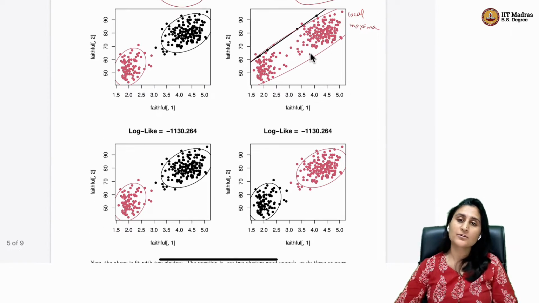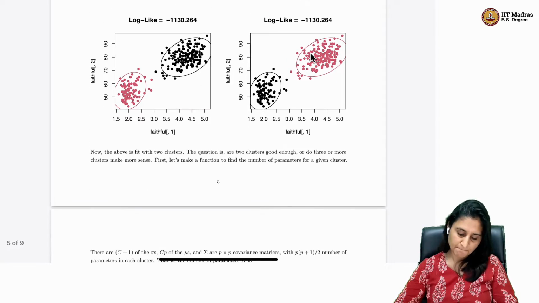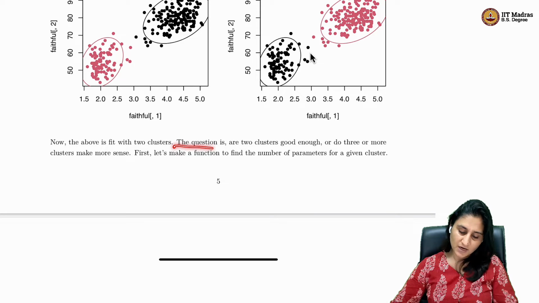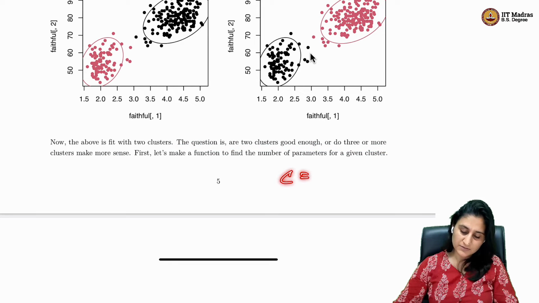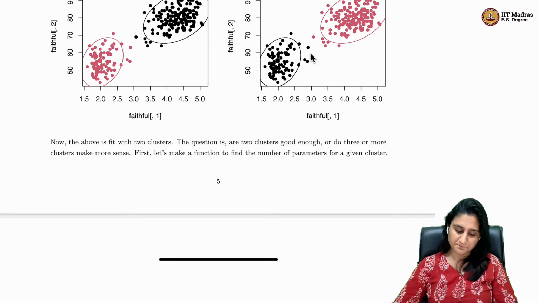But now what we're actually trying to see is, is C equals 2 good or is something else better? So we're going to start doing this. The question is, are 2 clusters good enough, or do 3 or more clusters make more sense? So I'm going to fit this for C equals 2, 3, and 4. Now we can continue and keep doing it for 5 and 6, but it will be clear that that's not going to be very fruitful.